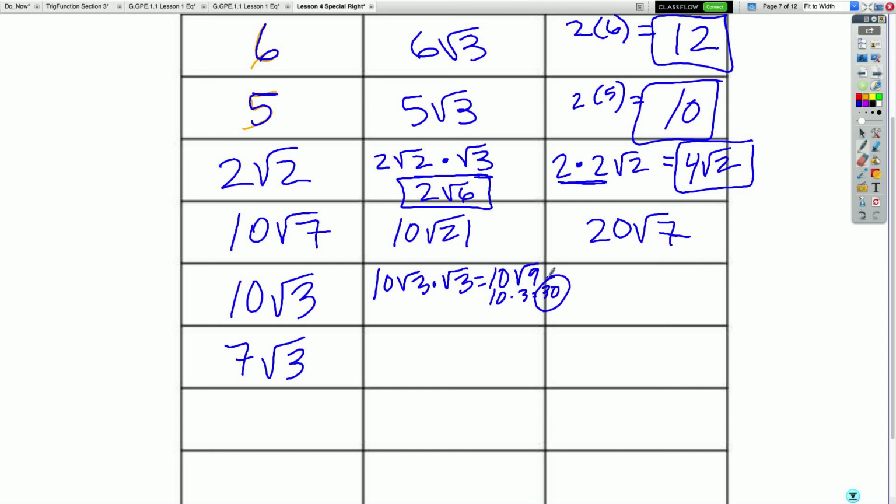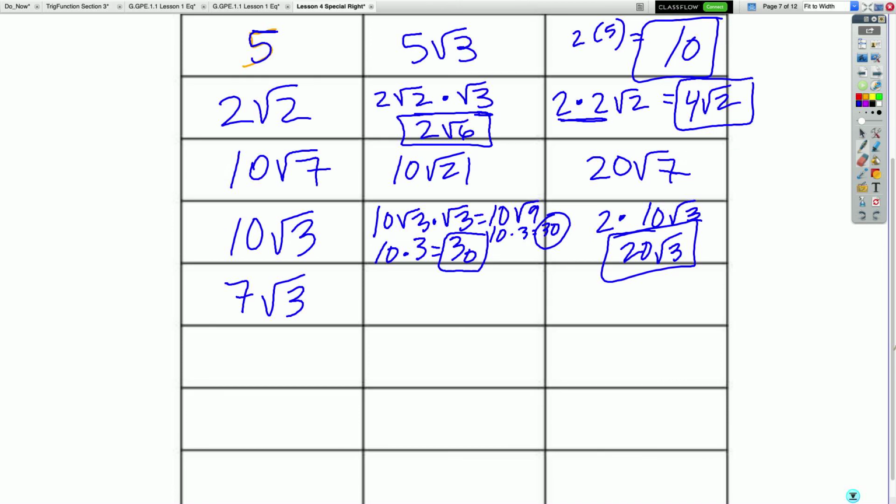Okay, the shorter way is just to know that when I multiply a radical by itself, it just cancels out that radical sign. So I'm left with 10 times 3, which is 30. So that's the quicker way there. And then our last one, we were doing 2 times 10 square root of 3. So we can only combine the outsides. So it's 20 square root of 3.